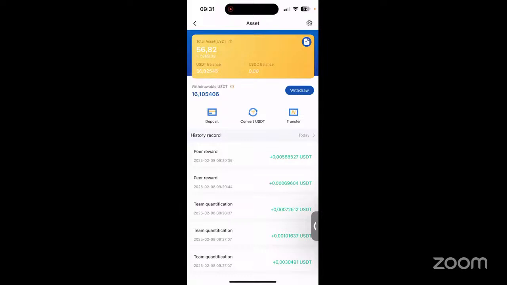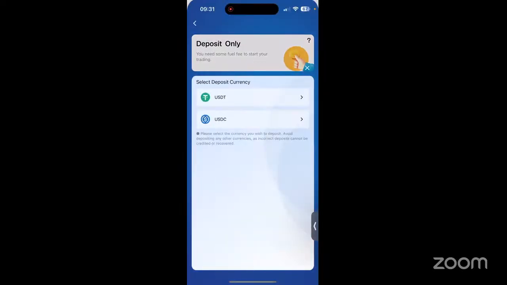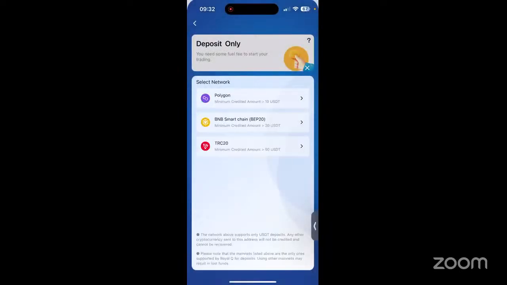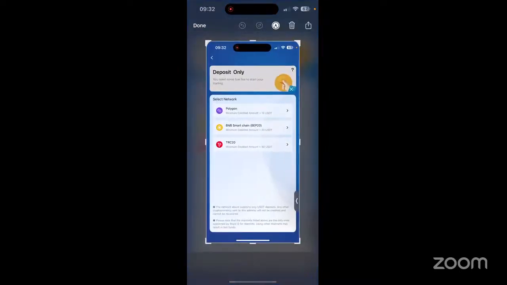Okay, let's continue. Deposit. There are 2 currencies you can deposit: USDT, USDC. USDC are for the Europeans because they've removed USDT. Now, if you deposit USDC, don't forget, our charges are being made in USDT. So you have to convert from USDC to USDT. Now, deposit USDT only without full fee.